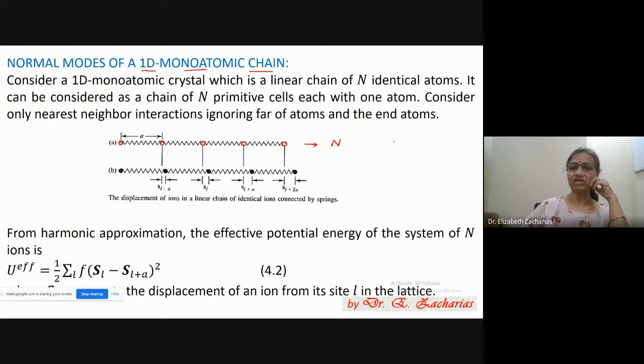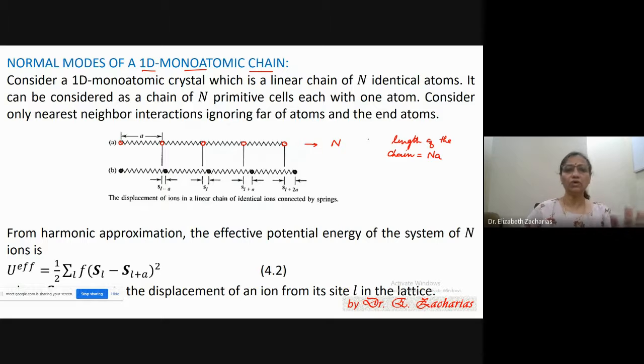And what is the length of the chain? A is the distance between the atoms and N number of atoms are there in this monoatomic one-dimensional crystal. So what will be the length of the chain? A is the distance, so if I keep taking N such atoms or ions placed in a line, then the length will be N into A.